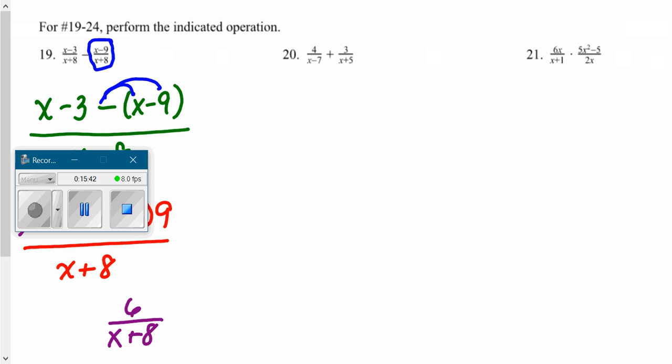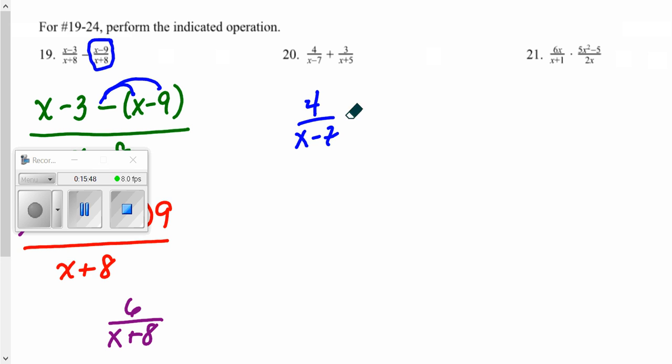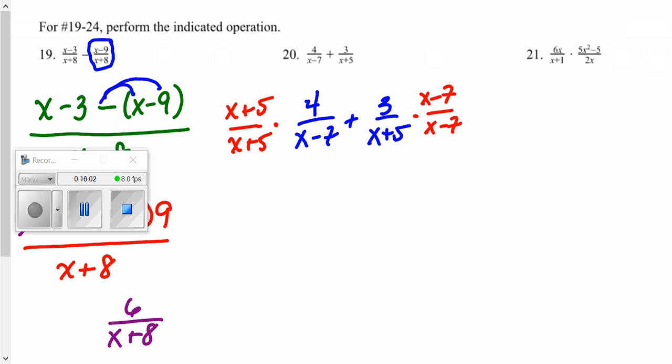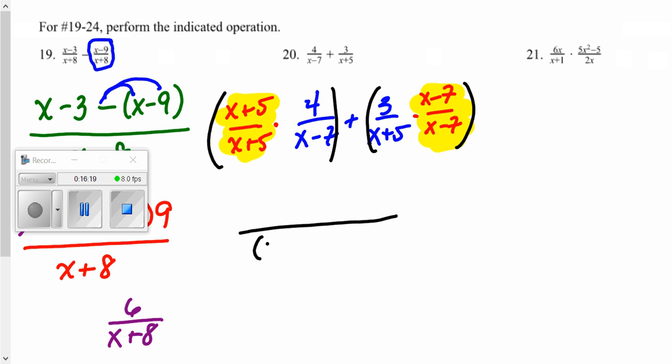Okay, the next problem does not have a common denominator, so we're going to have to do a little work here. I'm going to write down my problem, and then I'm going to find a common denominator by multiplying by strange versions of 1. Each of the things that I wrote in red is equivalent to 1. This equals 1, and this equals 1, okay? And I'm using those special versions of the number 1 so that the two pieces of my problem will now have the same denominator. That denominator is x plus 5 times x minus 7.